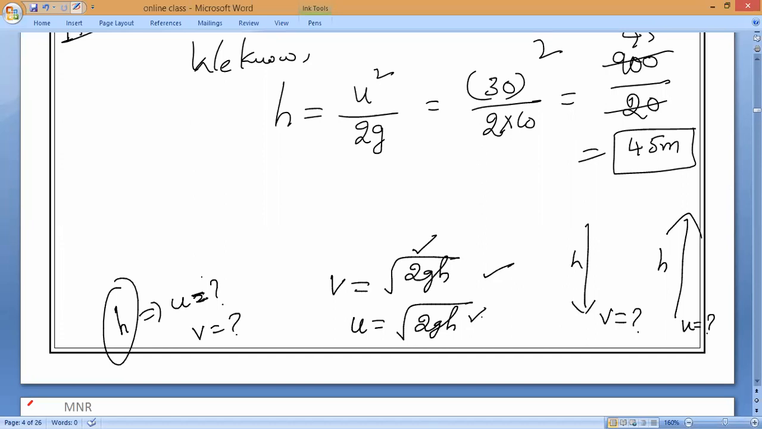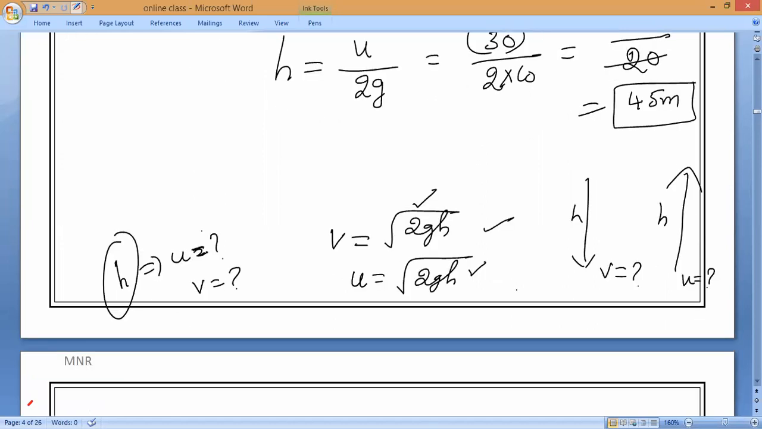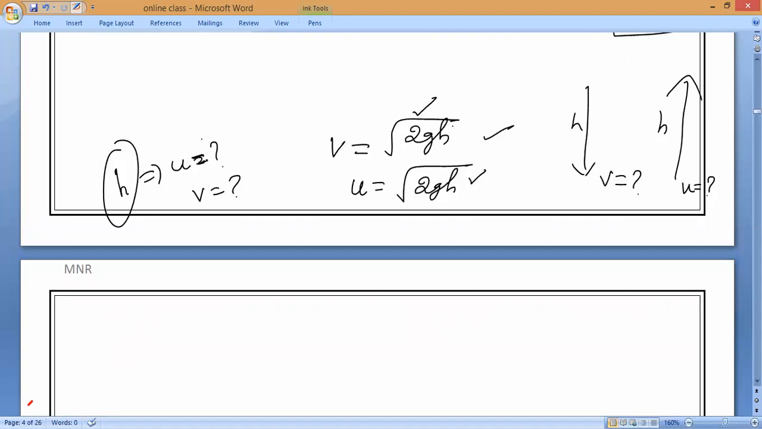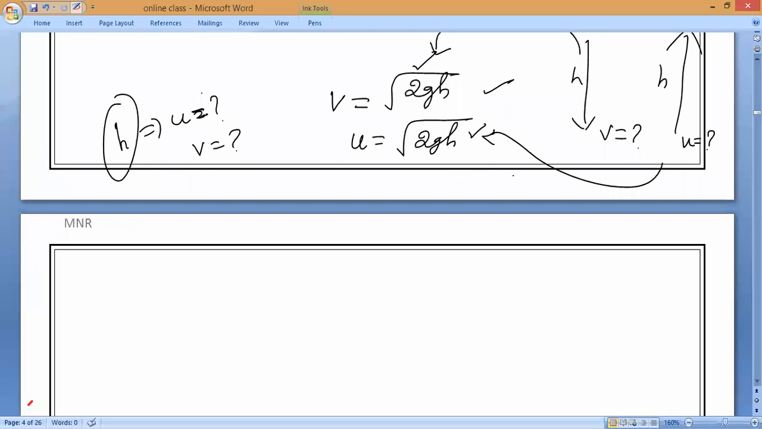If you know the height and want to find velocity, we have to use either v equals root of 2gh or u equals root of 2gh. If the ball is freely falling, we use the first formula. If the ball is thrown upward, we use this formula. That's all. Please note it down. If you have noted it down, then can I read the question?